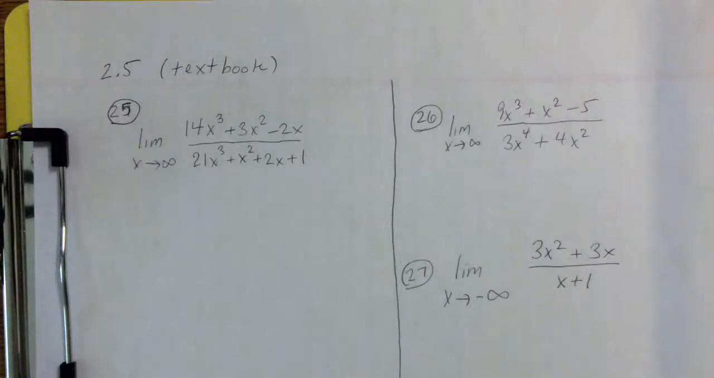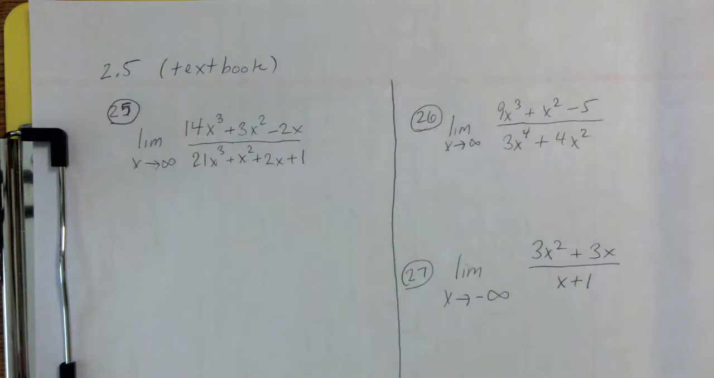I'd like to look at some examples from section 2.5 with you. Here we're looking at limits at infinity. In section 2.4 we were talking about infinite limits. Here we're looking at what happens as x gets larger and larger, positive or negative, and what that does to the expression that we're interested in.